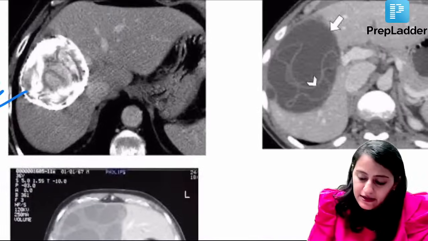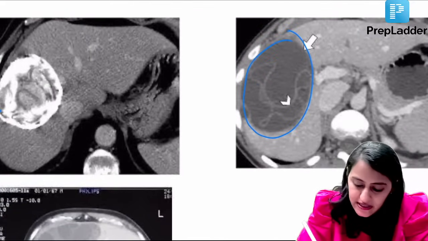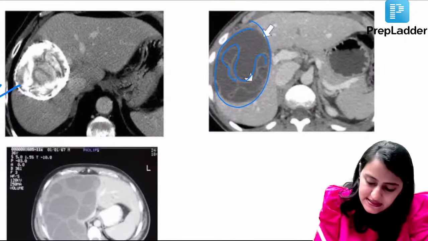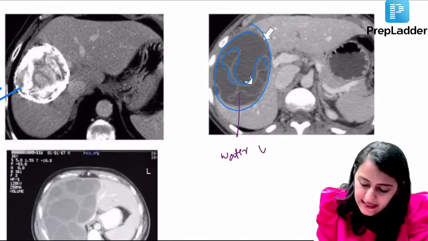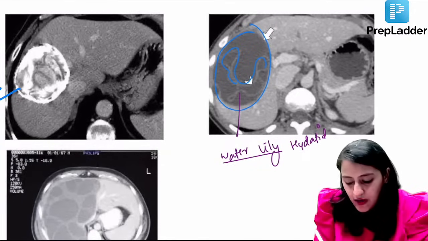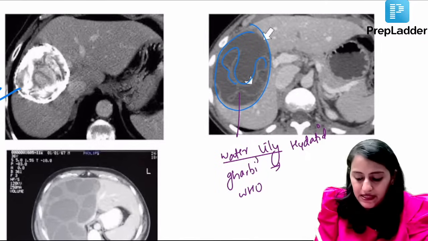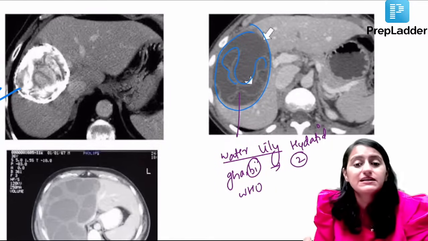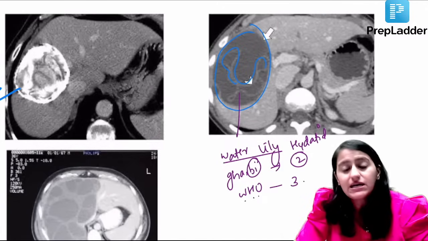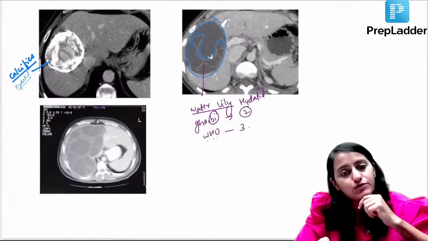Okay, and look at this one. The gray tells you it is a fluid containing lesion and you can see the membrane floating. So what is this sign called? This is the water lily sign of hydatid. Important. It is what Gharbi classification and what WHO classification? Remember, it is Gharbi 2 and WHO 3. If you see the stage, it is Gharbi 2 and WHO 3.